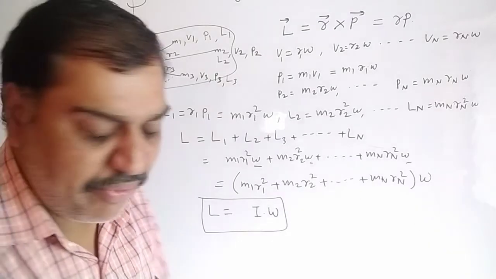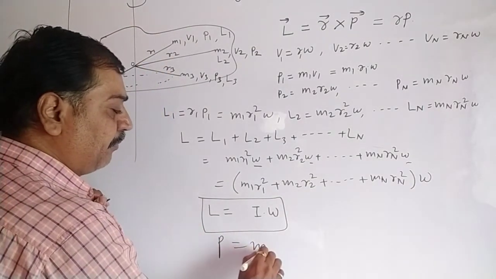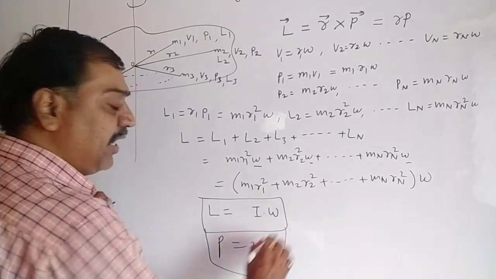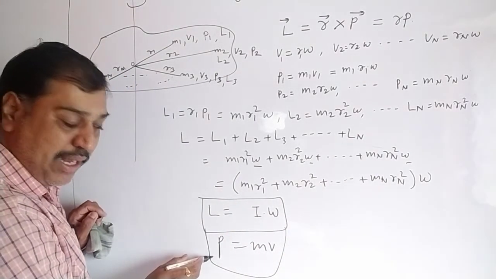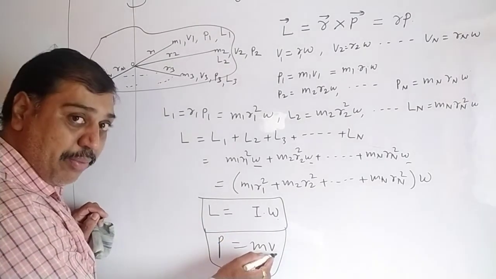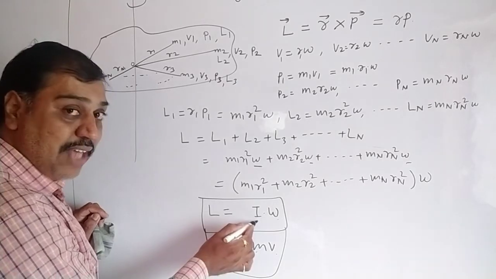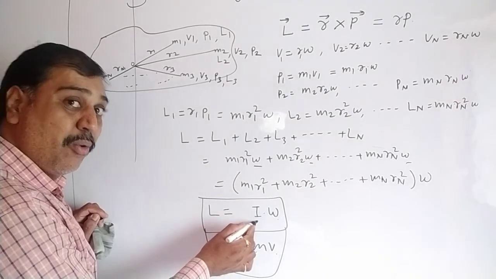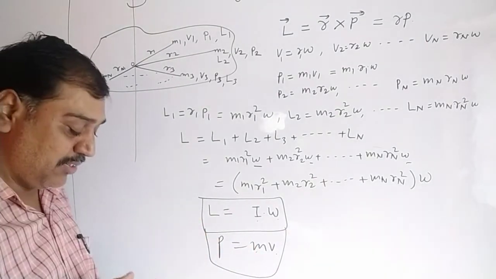If we compare this equation with linear momentum, P equal to mv, just see the equalities. This L is angular momentum, P is linear momentum, okay? Omega is angular velocity, V is linear velocity. If this is mass in translational motion, this I would be mass in rotational motion, that is said to be moment of inertia. So this is the physical significance of this.